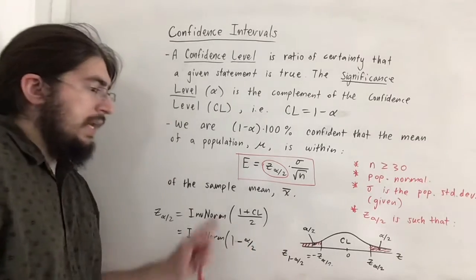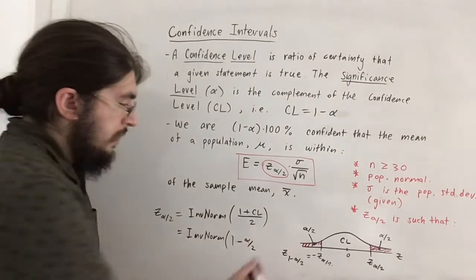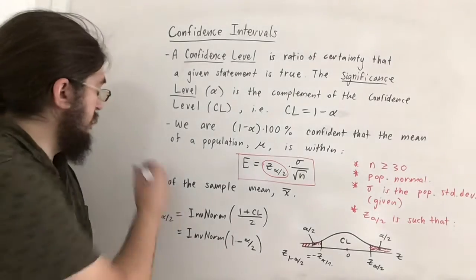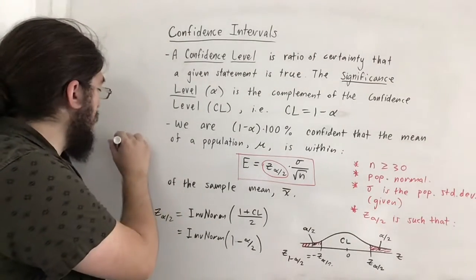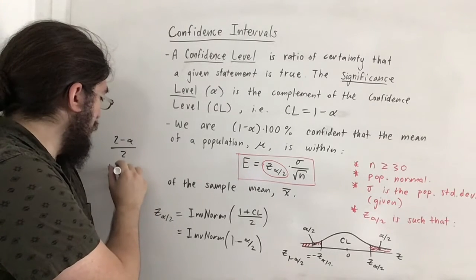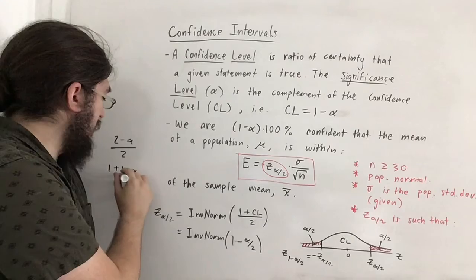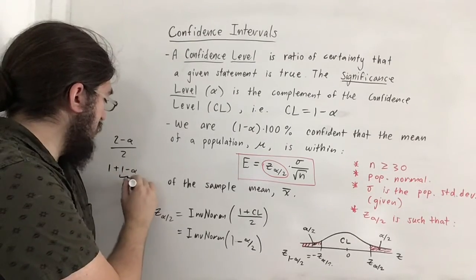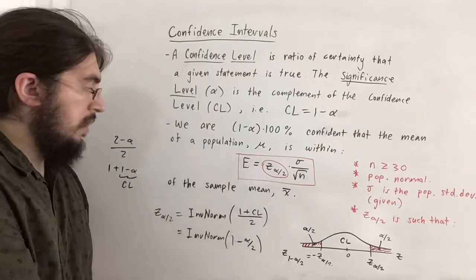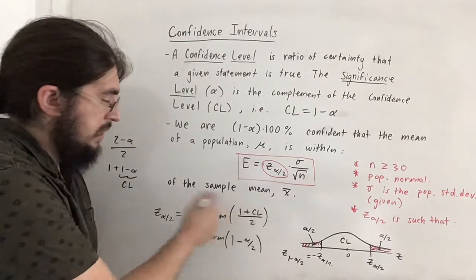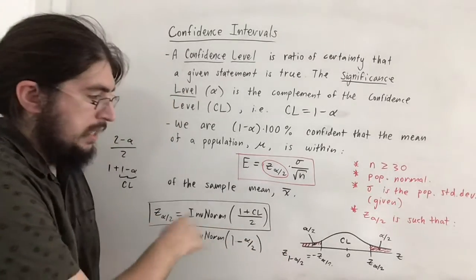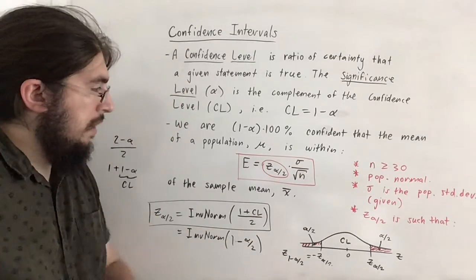So hopefully you can see why it's 1 plus the confidence level, because 1, of course, is 2 over 2. 2 over 2 minus alpha over 2 is 2 minus alpha over 2. But 2 minus alpha is just 1 plus 1 minus alpha, and this 1 minus alpha is just our confidence level. So we indeed get 1 plus the confidence level over 2 on the inside of this inverse norm. We'll be doing a few examples where we'll actually see this come to light.